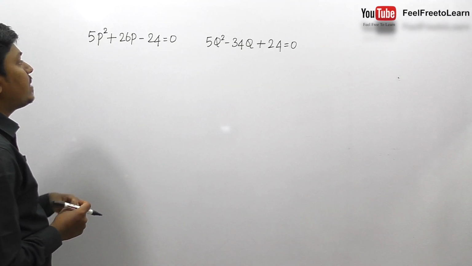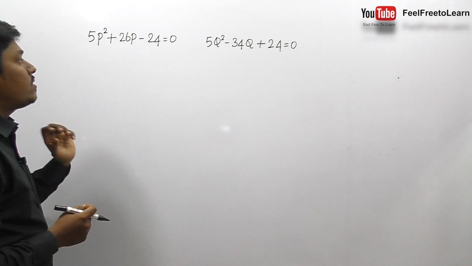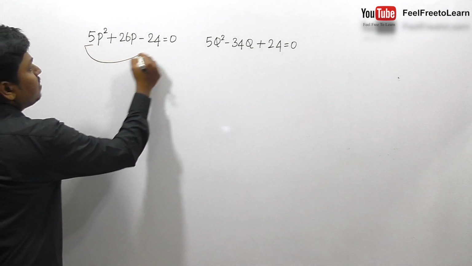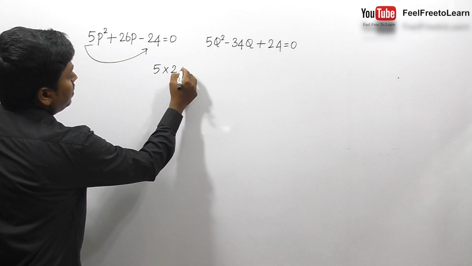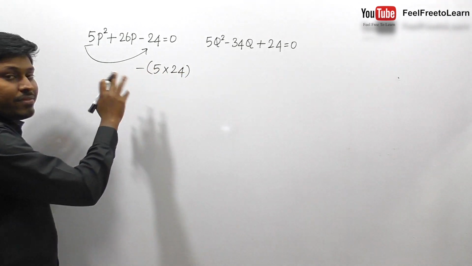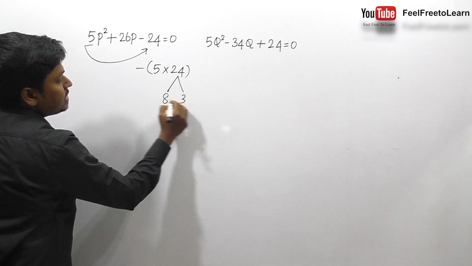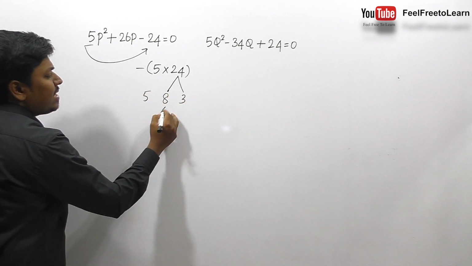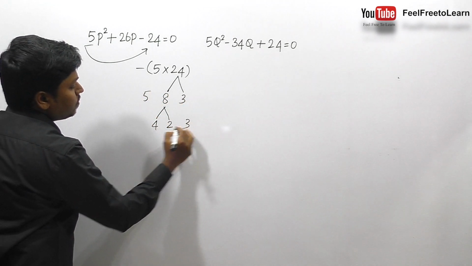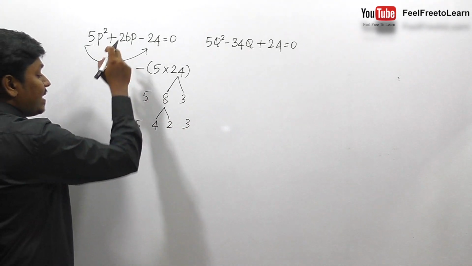So 5p square plus 26p minus 24 is equal to 0. First of all we need to multiply this 5 and 24. But friends, don't waste your time by multiplying 5 into 24. Keep both the numbers as they are. This 24 can be done as 8 threes are 24, and here it is 5. 8 can be written as 4 into 2. So 4 into 2 into 5. Our target is to bring 26, right?